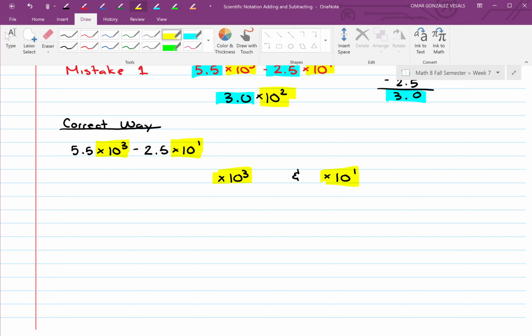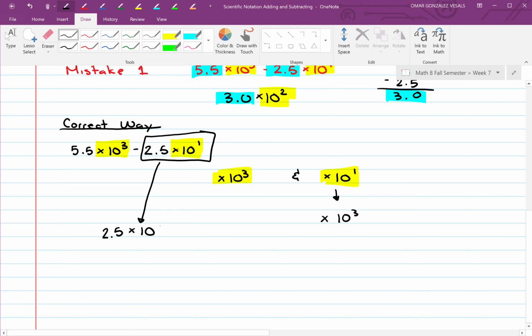In general, what you want to do is keep the highest exponent. Okay, so you want to keep the highest exponent. What's the highest exponent right now? 10 to the third. So what I want to do is turn this guy into times 10 to the third. So all my pre-work is going to happen on 2.5 times 10 to the first. Okay, I'm not going to do anything to the other one. I'm just going to focus on this guy right here. So it's going to be 2.5 times 10 to the first right now.